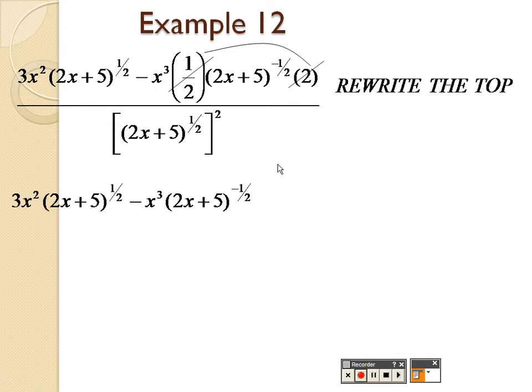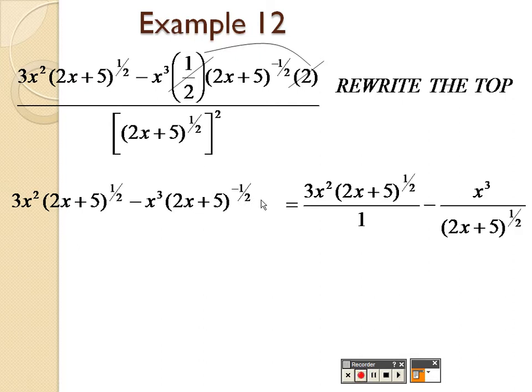So rewriting the top, we have a 3x squared, 2x plus 5 to the half, minus x cubed times 2x plus 5 to the negative 1/2. Remember that. So that means I rewrite this 2x plus 5 to the half in the bottom because that's a negative. So that means I need a common denominator, which means I need to multiply both the top and the bottom by 2x plus 5 to the half.